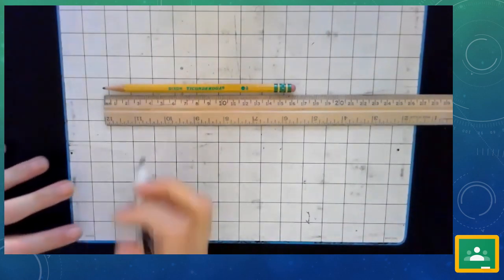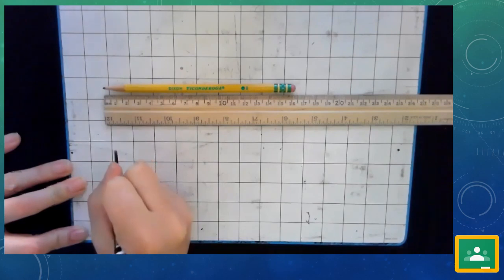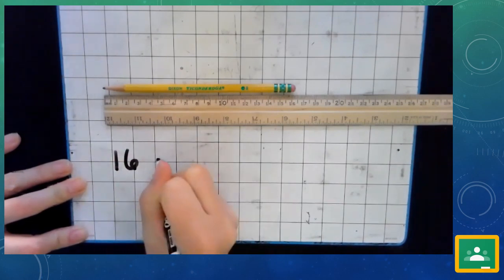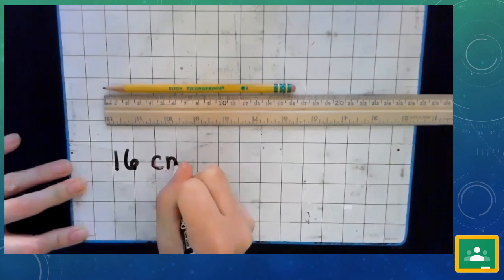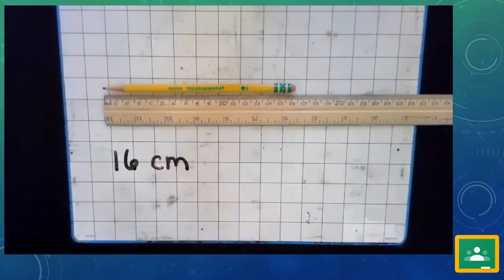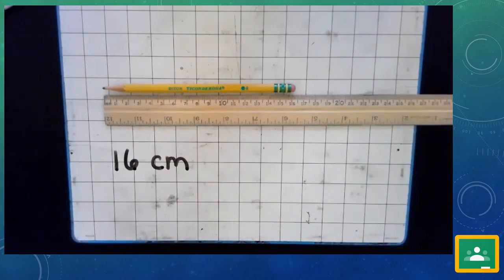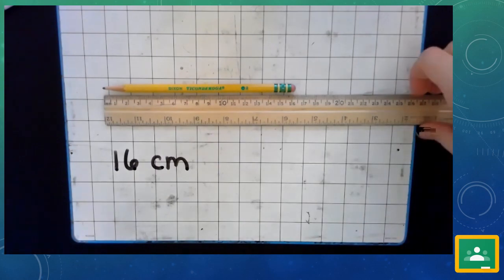I'm going to write down that measurement so I don't forget. And we can use the abbreviation of cm to represent the word centimeter. So now I'm going to flip my tool and I'm going to remeasure this pencil using inches.